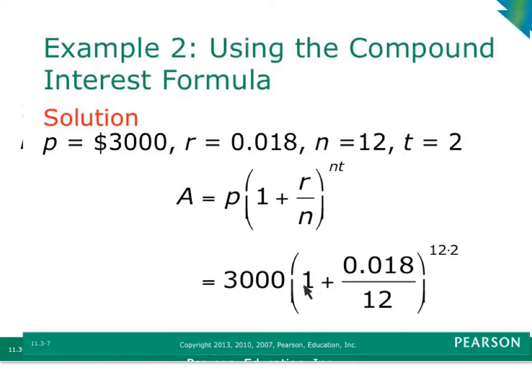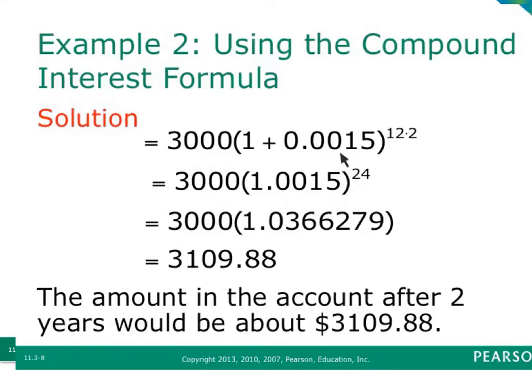So we get 3,000 times (1 plus 0.018 over 12) to the 12 times 2, or 24. Okay, we do that calculation inside the parentheses. We get 1 plus our fraction gives us 1.0015.